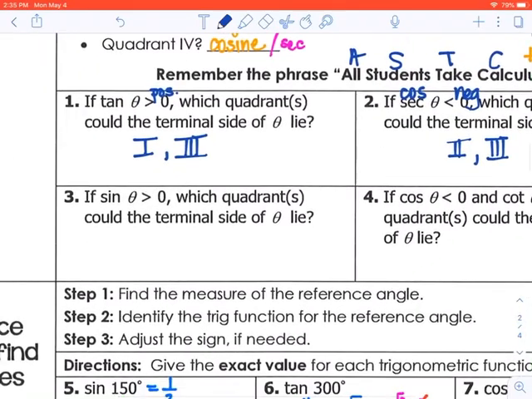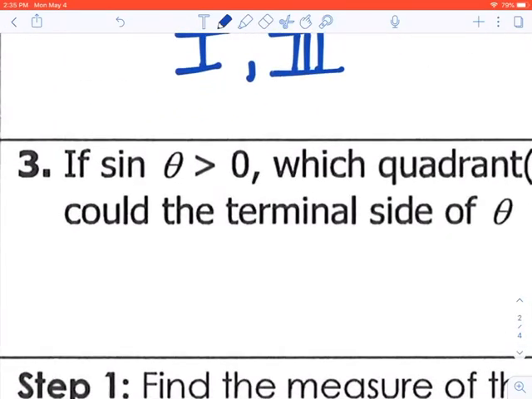All right. Next one, if the sine is positive, which quadrants are we going to be in? So we're in the all students quadrants, because students is sine, okay? So that's 1 and 2.